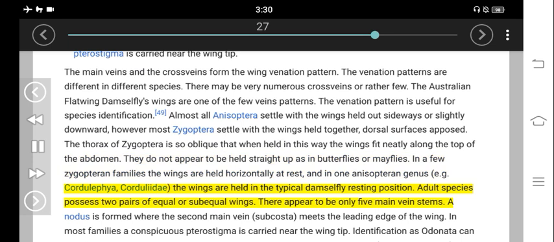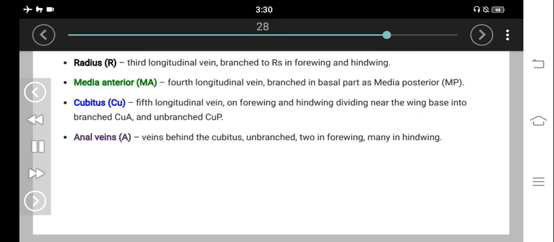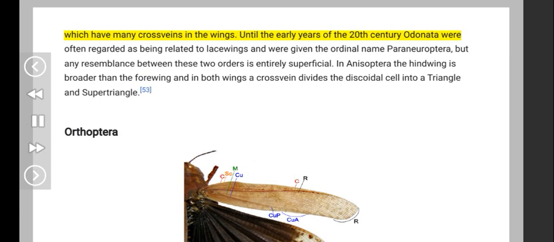Adult species possess 2 pairs of equal or subequal wings. There appear to be only 5 main vein stems. A nodus is formed where the second main vein, subcosta, meets the leading edge of the wing. In most families a conspicuous pterostigma is carried near the wingtip. Identification as Odonata can be based on the venation. The only likely confusion is with some lacewings, order Neuroptera, which have many crossveins in the wings.